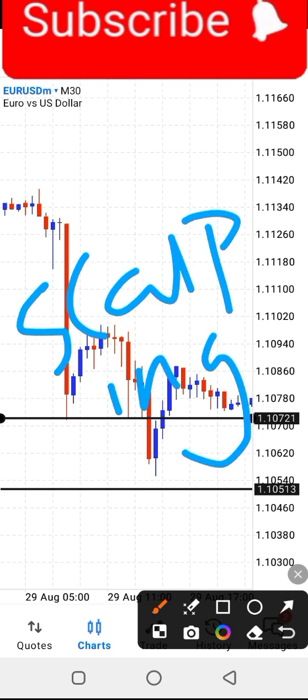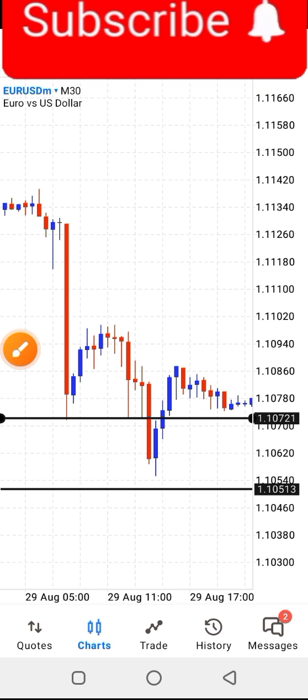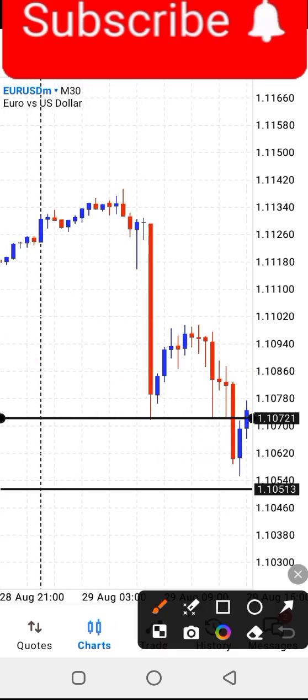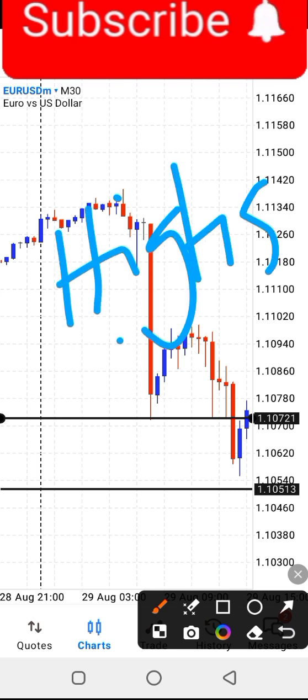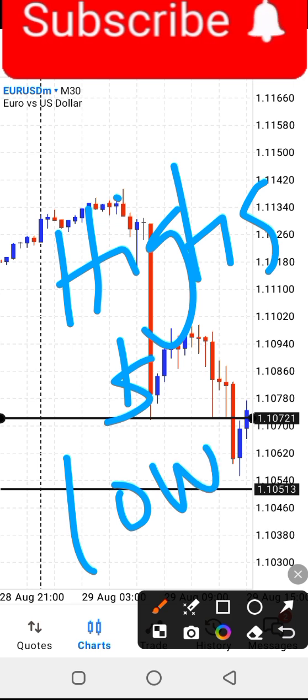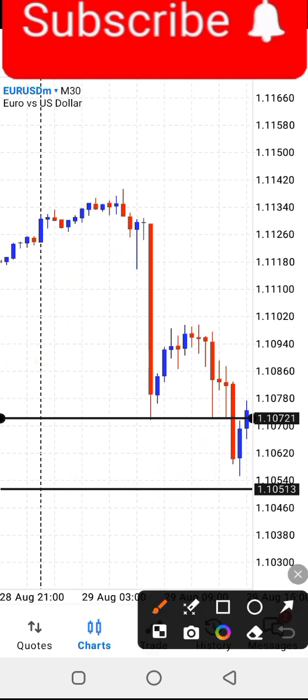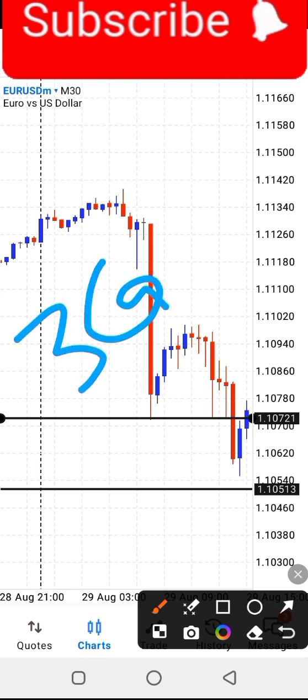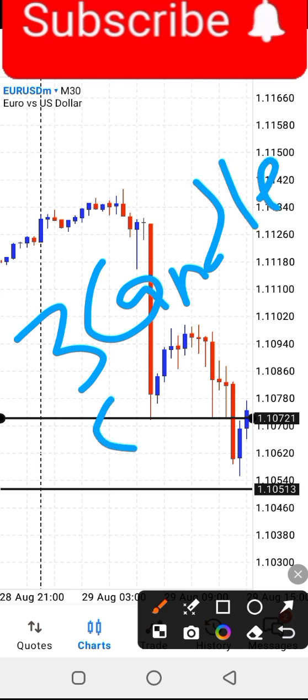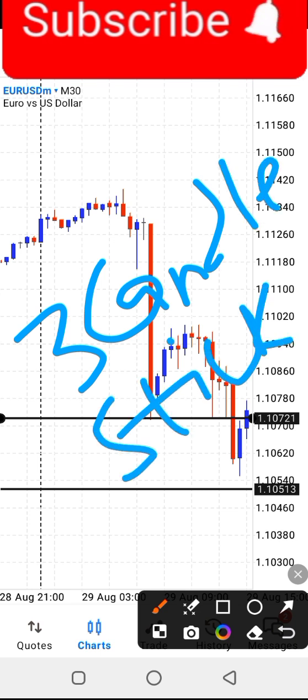So what do you need in order to execute this particular strategy? You need two major things. First, you need to be able to mark out highs and lows. So once you can do that, you are good to go. That's the first criteria. The second criteria is for you to be able to identify a three candlestick pattern. I'm going to teach you the three candlestick pattern. So once you can identify this three candlestick pattern and you can mark out highs and lows, then you have all you need in order to execute this particular strategy.